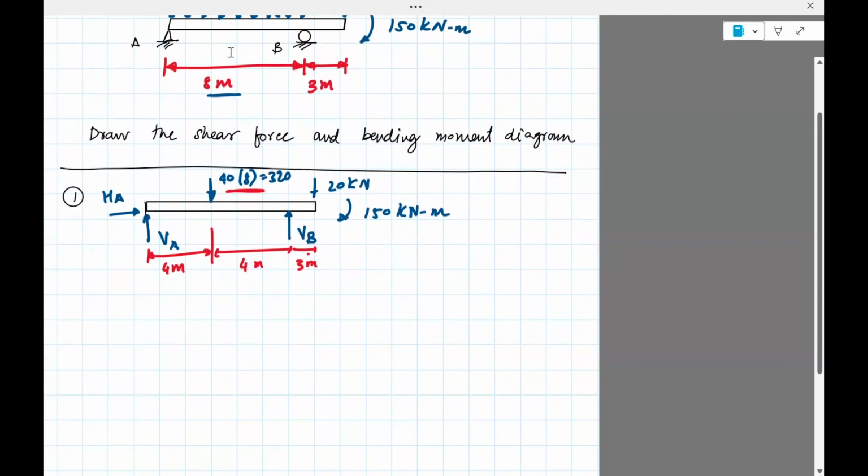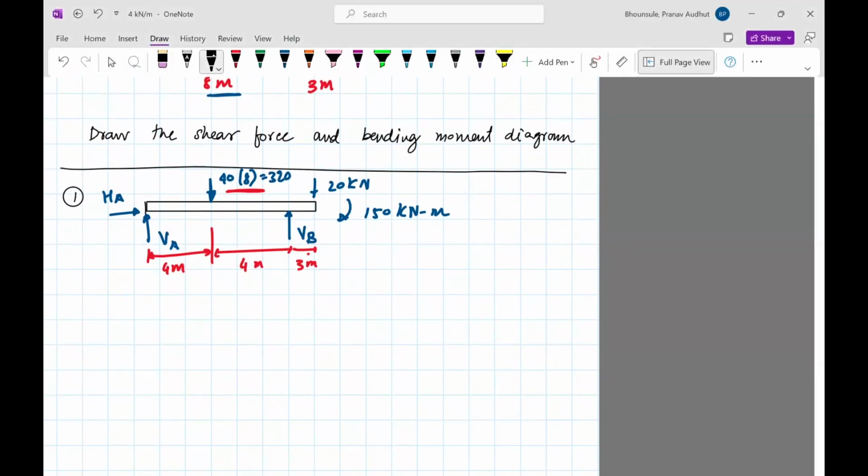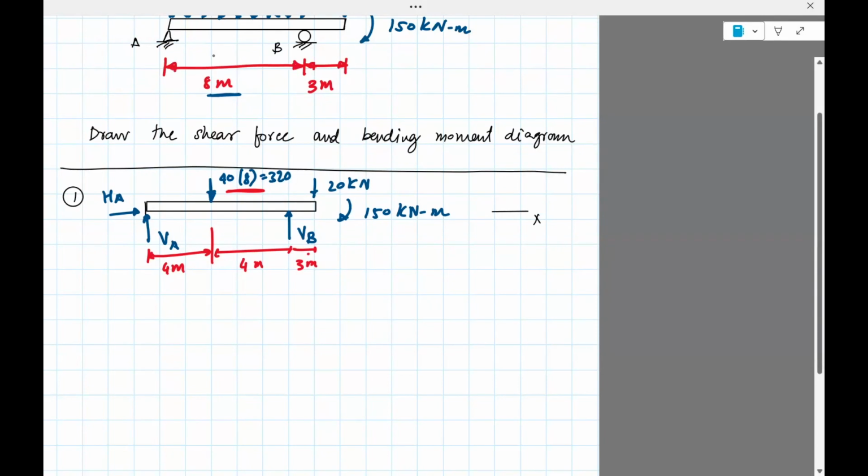Okay, so next, the coordinate frame. Up is y, right is x. That's step 2. And step 3 is write the equations of equilibrium. It's not too hard to see that the sum of Fx, which has only one force, HA, is equal to 0. Sum of Fy is equal to 0.